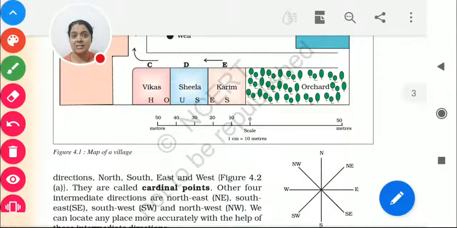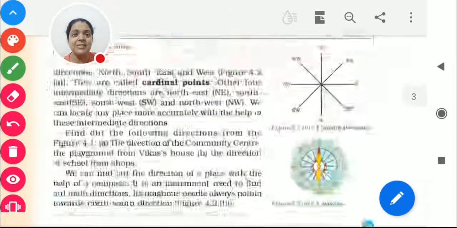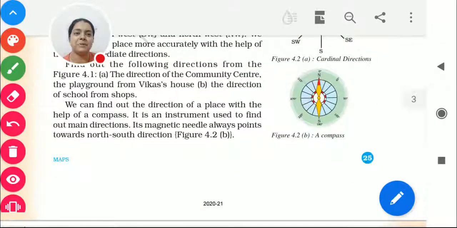But nowadays we know all the 4 directions, we know all the sub directions as well, and to reach a perfect place, we are having one instrument as well. And what is the name of that instrument? The instrument is known as compass.